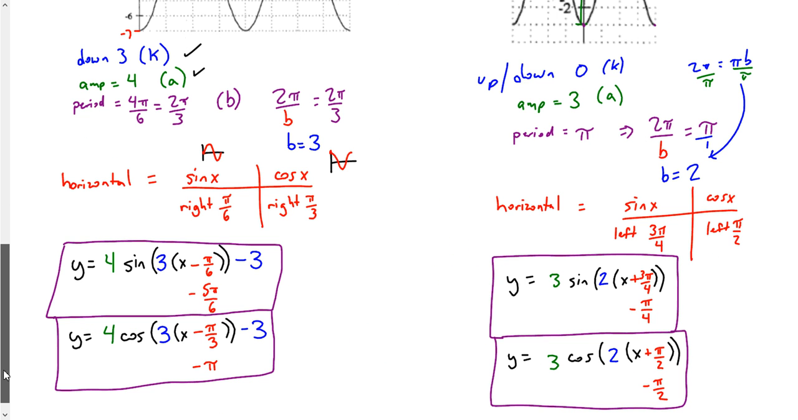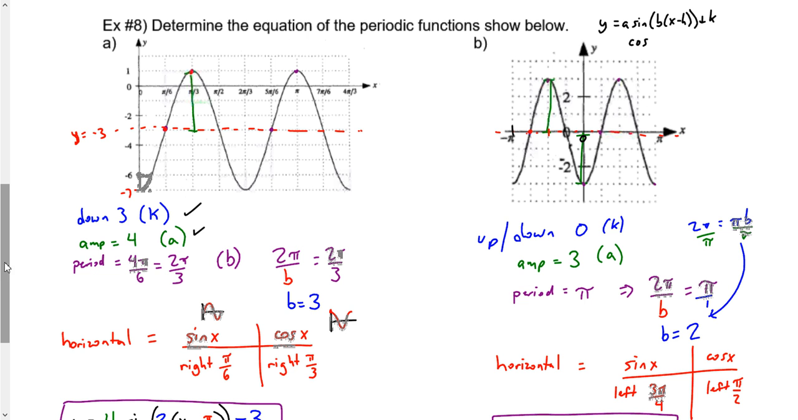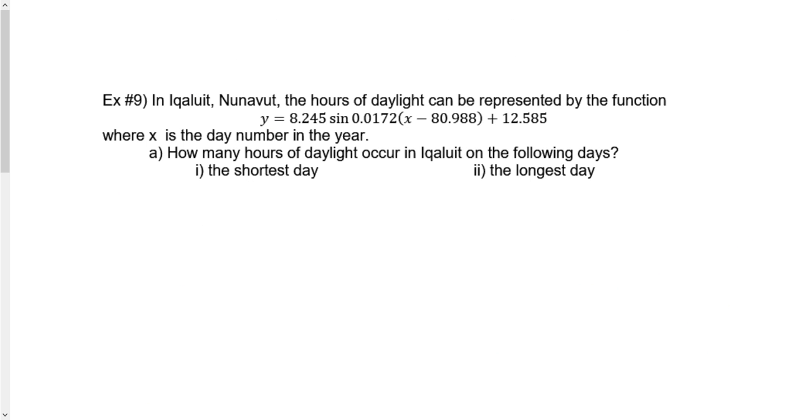So now that we have an understanding of what the graphs actually look like, let's deal with one more thing that talks about its actual equations. Let's talk about a word problem. In here, it says in Iqaluit, Nunavut, I apologize if I'm completely butchering that pronunciation, the capital of Nunavut.